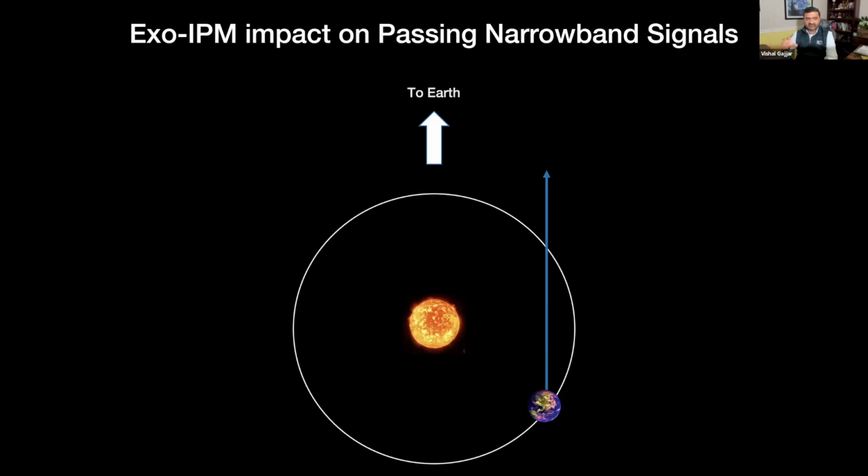So what do I mean by that? The IPM, as we know, is the interplanetary medium. Exo-IPM is what we call the space weather of the other system, like exoplanetary space weather in some sense. My entire focus in this talk is how this space weather impacts any narrowband signal passing through it.